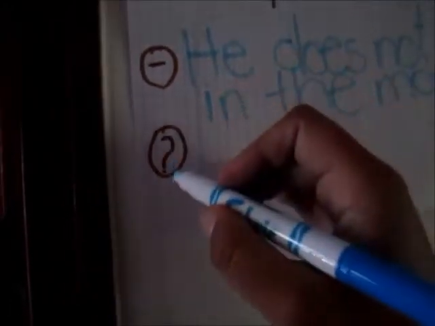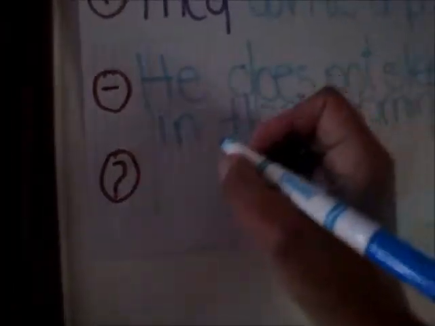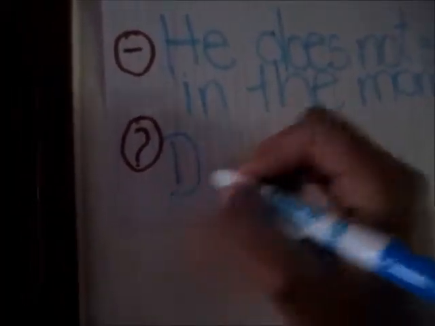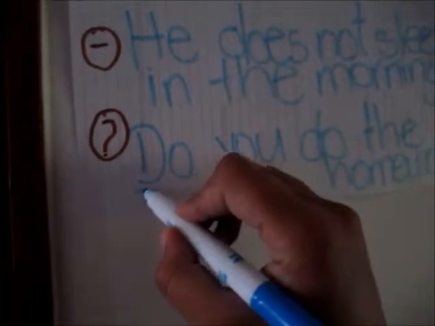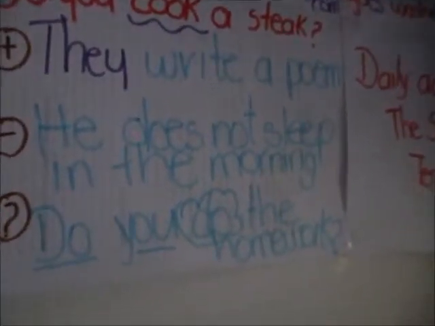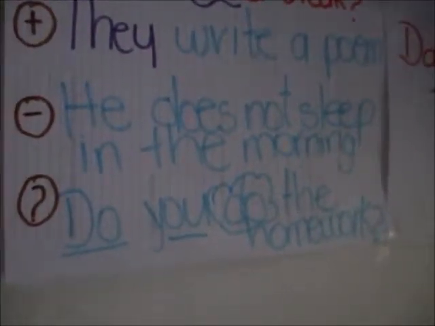Next, an interrogative sentence with another subject and another verb. Do you do the homework? Okay, so you have the auxiliary, the subject, the verb, and the complement. Look, it's very easy. Very, very easy.